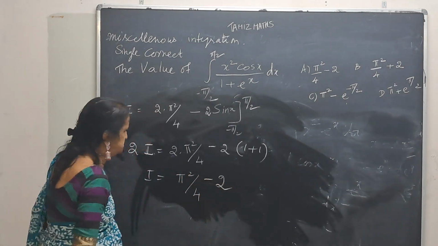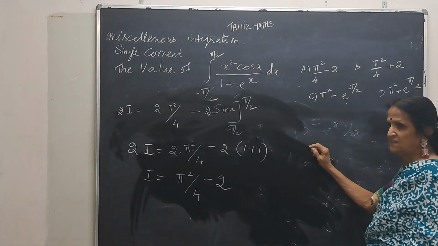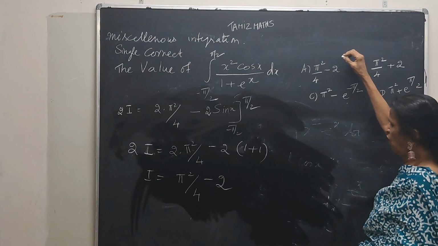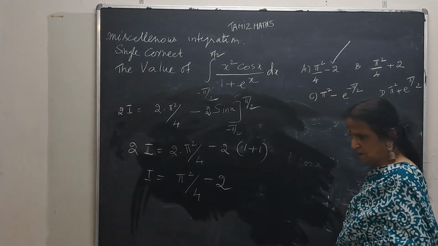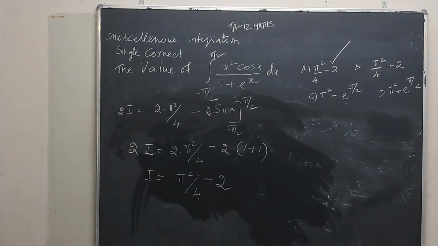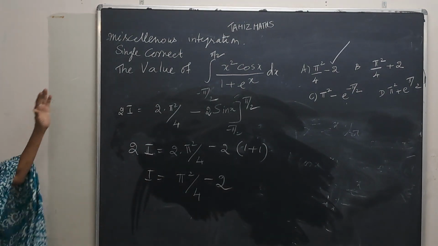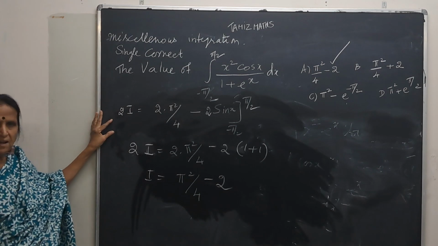Do we have an option there? Pi square by 4 minus 2. This is the answer for this question. Okay. So we have this question. It is over now. We got the answer.